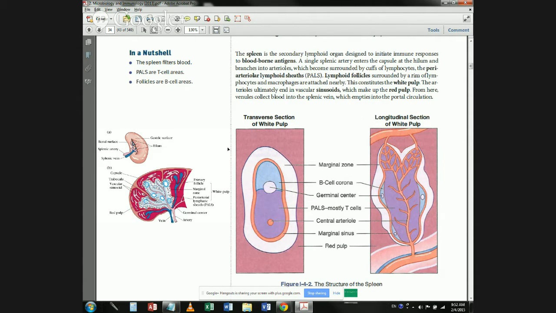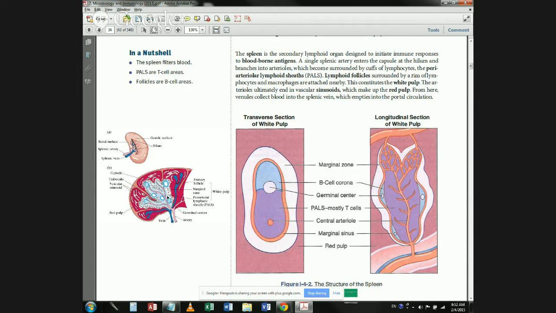And then the arterioles will continue on past this area, and eventually they end in vascular sinusoids. So they're just open areas of blood, basically. It's a bag full of blood, basically. Vascular sinusoids, which make up the red pulp. So here comes the artery, turns into arterioles, goes through the PALS.